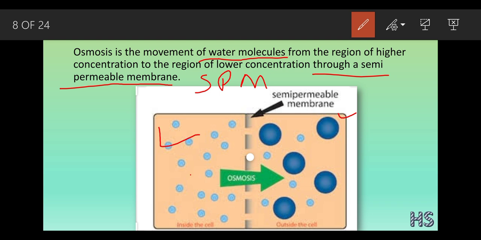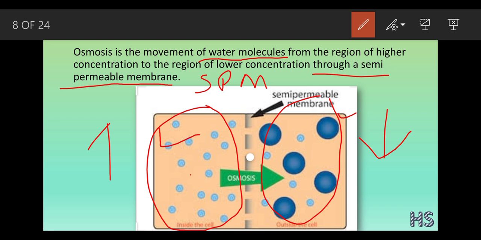Okay, osmosis can only occur in water molecules, from a region of higher concentration to a region of lower concentration. See, the water molecules on the left hand side are more, and the water molecules on the right hand side are very less. So what is going to happen once we start this experiment? These water molecules, as you can see with this arrow, are going to move into this region.